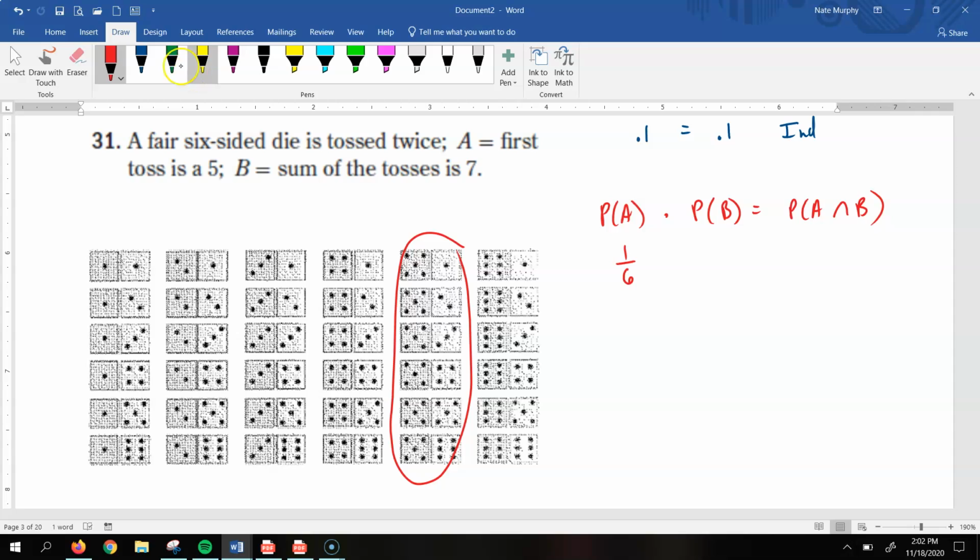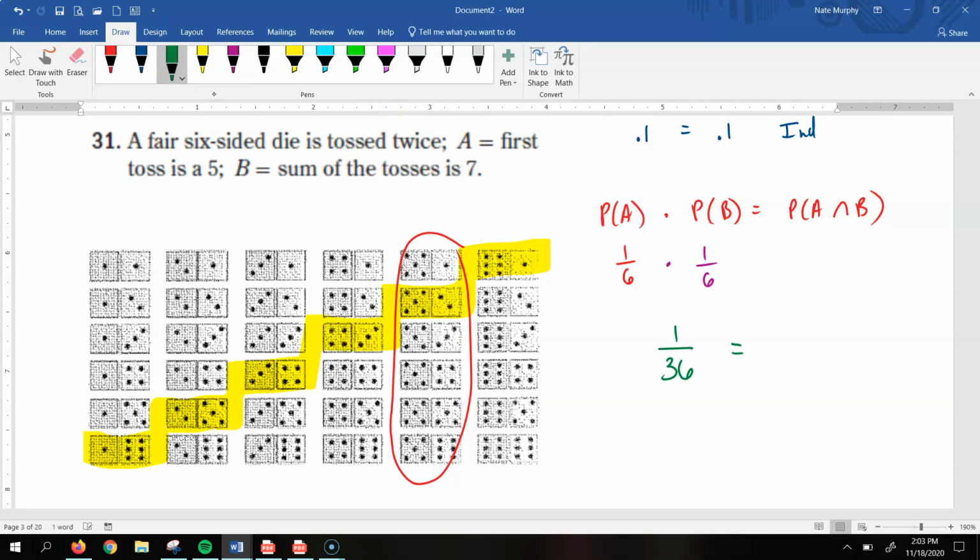Okay, event B is where the sum of the tosses is 7. So here is where we have the sum of the tosses is 7. That happens 1, 2, 3, 4, 5, 6 times as well. And 6 over 36 reduces to 1/6. So if we multiply those two together, we get 1 out of 36.